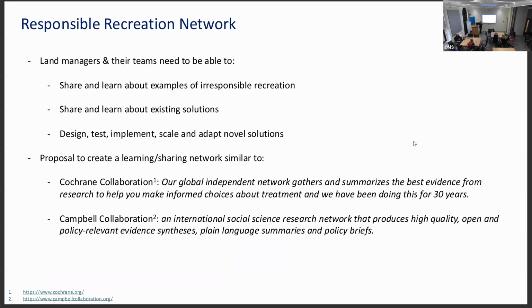The final thing that we're looking to do is to create this responsible recreation network. So by site managers for site managers, and trying to get away from the kind of Google academic stuff. Because the site managers we spoke to don't read academic papers. And a lot of times they do stuff based on hunches, and they take no baseline measurements. They take no post-intervention measurements. So they have no idea what stuff is working. But there's an opportunity cost because they're using resources to do this stuff.